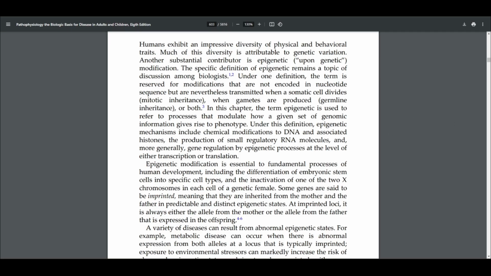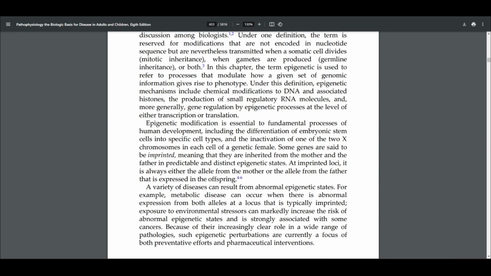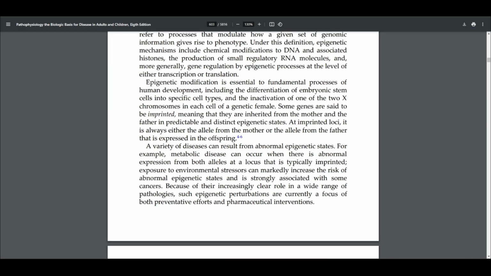In this chapter, the term epigenetic is used to refer to the processes that modulate how a given set of genomic information gives rise to a phenotype. Under this definition, epigenetic mechanisms include chemical modification to DNA and associated histones, the production of small regulatory RNA molecules, and more generally, gene regulation by epigenetic processes at the level of either transcription or translation.